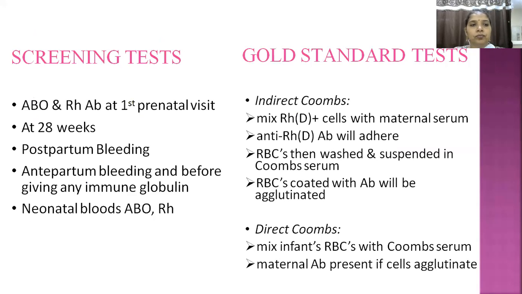Screening test: ABO and Rh antibody at the first antenatal visit, at 28 weeks, after postpartum bleeding and antepartum bleeding, and before giving any immunoglobulin, plus neonatal blood ABO and Rh. The gold standard test is the indirect Coombs test: Rh-D positive cells are mixed with maternal serum, and anti-D antibody will adhere. The RBCs are then washed and suspended in Coombs serum. This is the procedure of the indirect Coombs test. RBCs coated with the antibody will be agglutinated. In the direct Coombs test, the infant's RBCs are mixed with Coombs serum, and maternal antibody is present if the cells agglutinate.